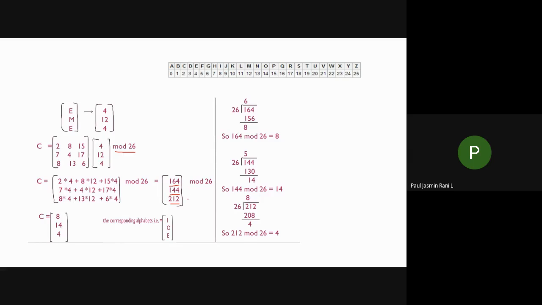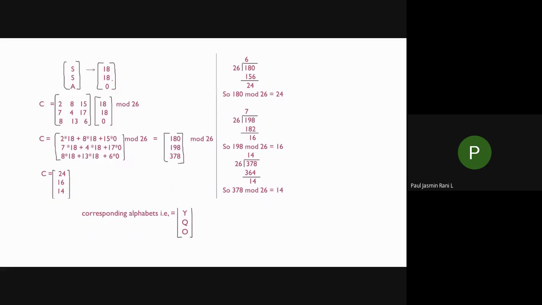Then again you have to do the mod function with 26 for all these values. So finally you'll be getting 8, 14 and 4. So this is your answer. For this you have to find the corresponding alphabets. So IOE is your right answer. In this way you have to find it for other plain text also. I will show you the answer for the other plain text. Please note that down in your notebook. You can work it out later.